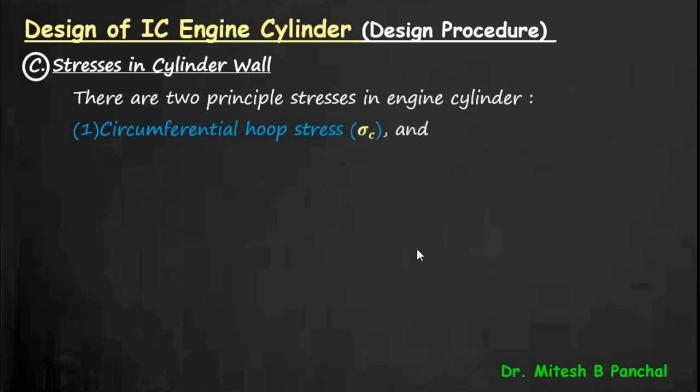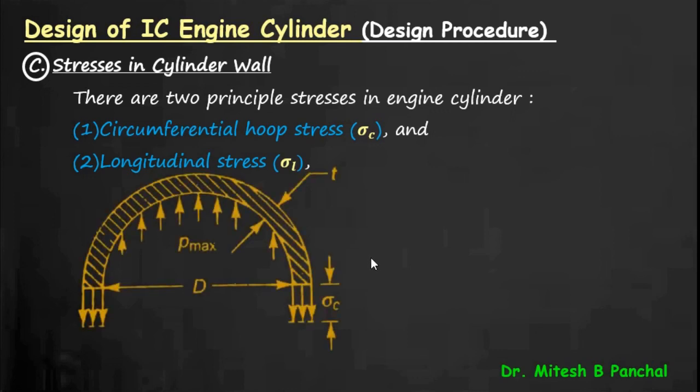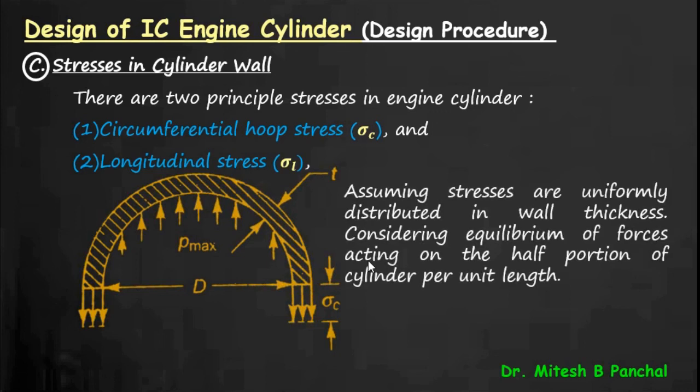One is the circumferential hoop stress, which is denoted as sigma c, and another one is the longitudinal stress, which is denoted as sigma L. Now one by one we will consider the hoop stress as well as the longitudinal stress. So first we will consider the circumferential stress.